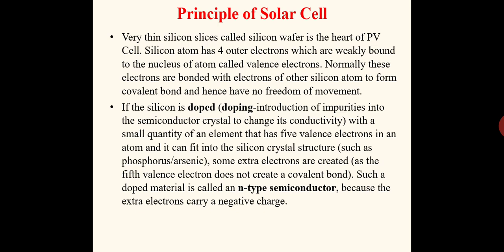Okay, coming to the principle of the solar cell, very thin silicon slices called silicon wafers are the heart of the photovoltaic cell. The thickness of this cell is very small, just like slices. Coming to the structure of the silicon atom, it has four outer electrons which are weakly bound to the nucleus of the atom, called valence electrons. In the outermost shell, that is the valence shell, silicon has four electrons.